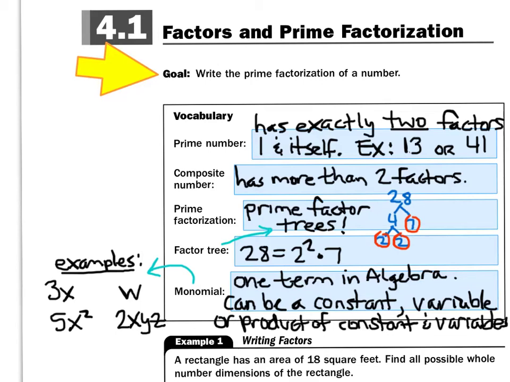Hello, you guys. Let's start chapter 4 today with factors and prime factorization.